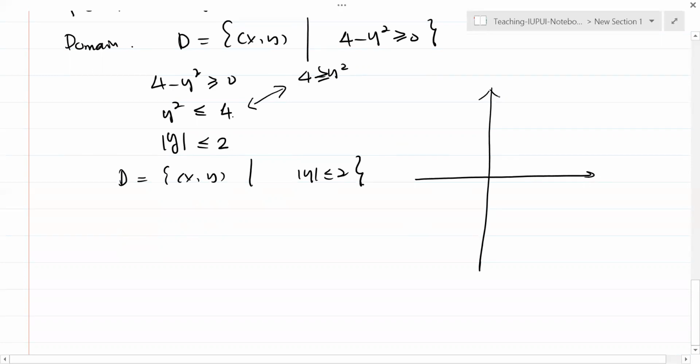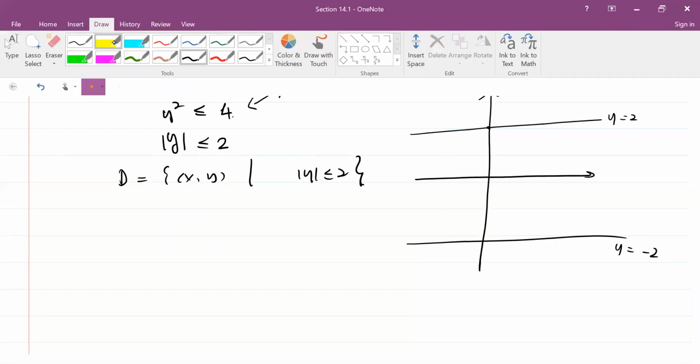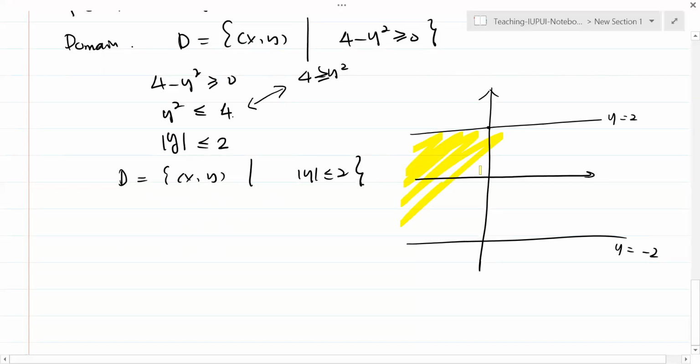So how do I sketch the graph? You see, the absolute value of y is less than or equal to 2. So you just look at the two extreme cases, the absolute value of y equals 2. So one is this line, y equals 2. Another line, y equals -2. Any points between those two horizontal lines satisfy this condition.